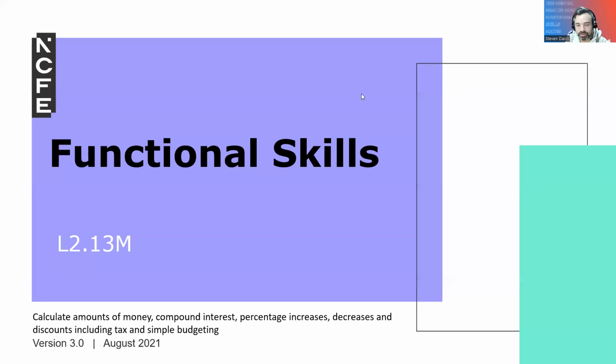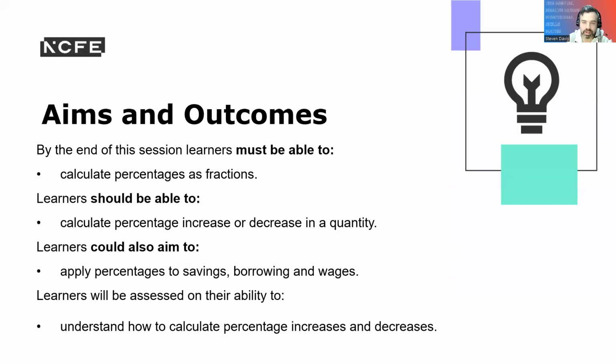Hello and welcome to session 13, where we're going to calculate money, compound interest, percentage increase, decrease, discounts including tax, and simple budgeting. So, aims and outcomes.